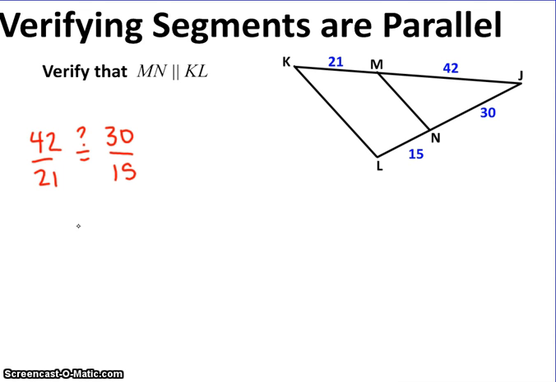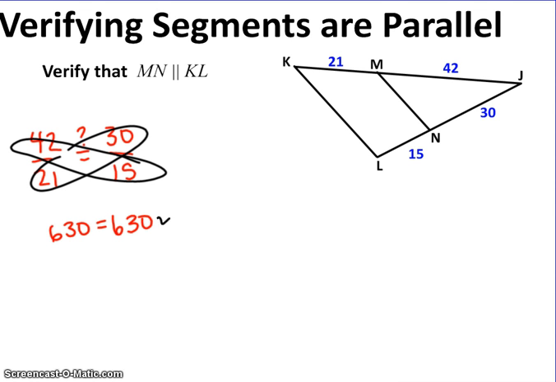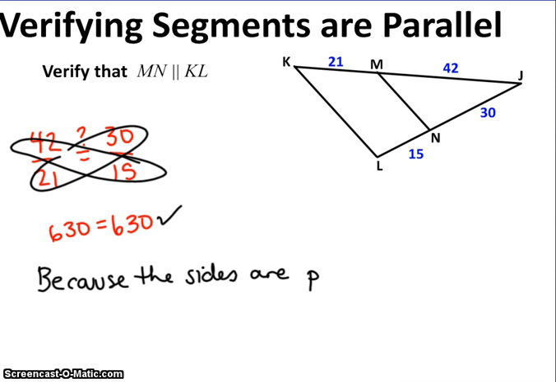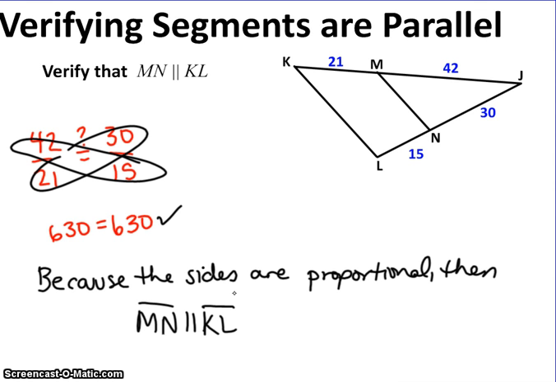So 42 times 15 is 630. 21 times 30 is 630. Remember, I'm cross multiplying here. Since these two numbers are the same, that means the sides are proportional. So I would write, because the sides are proportional, then MN is parallel to KL.